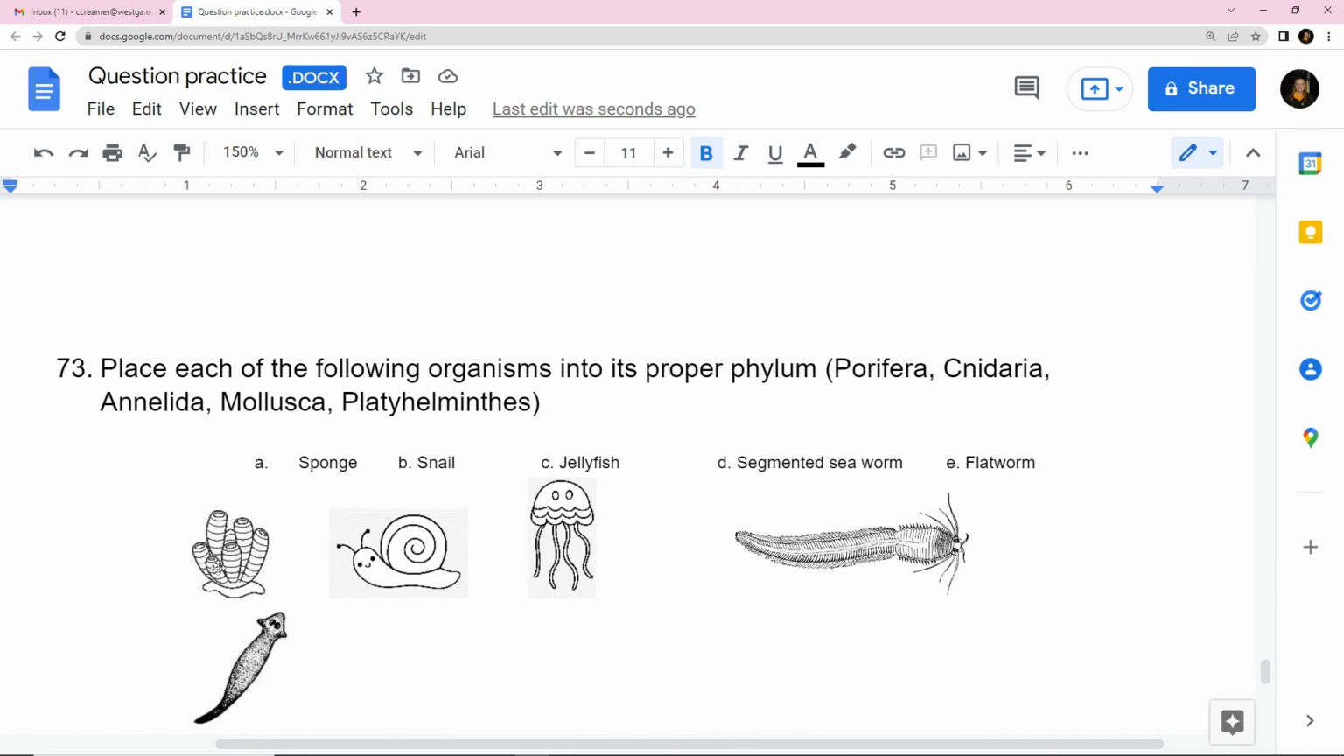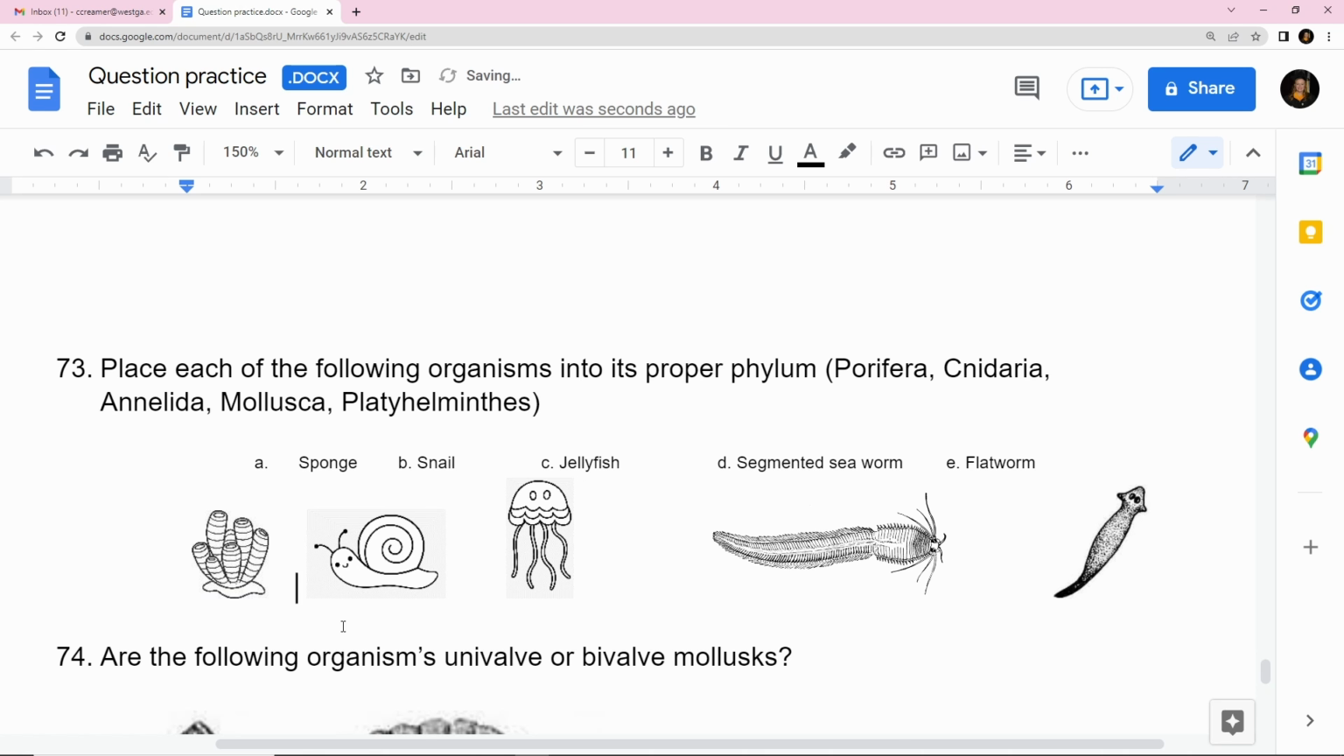Next question. Place each of the following organisms into its proper phylum. So our options for phyla are Porifera, Cnidaria, Annelida, Mollusca, and Platyhelminthes. We have a sponge, a snail, a jellyfish, a segmented worm, and a flatworm. Looks like our flatworm moved down here. Let's see if we can move him back over. There we go. So first, a sponge.